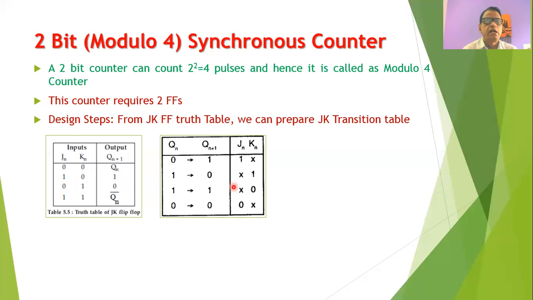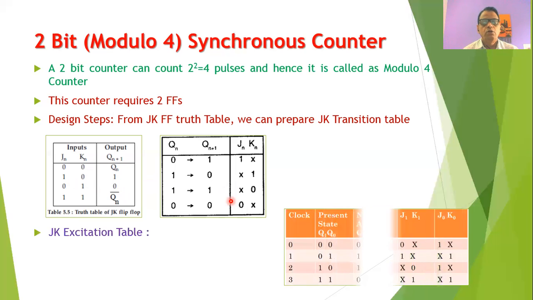And whenever there is a transition from 0 to 0, then there are two possible cases: either you can have j and k 0, 0, or you can have j 0 and k 1, and therefore in the transition table we will make an entry 0x because in both the cases j is equal to 0 and k can be either 0 or 1, and therefore the transition table entry will be 0x.